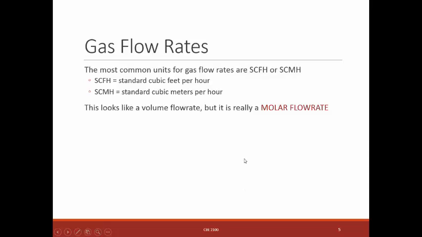I want to warn you, gas flow rates are most commonly in industry given as SCFH or SCMH. The SC stands for standard cubic, and then feet or meters, and then the H is per hour. So SCFH is standard cubic feet per hour, SCMH is standard cubic meters per hour.